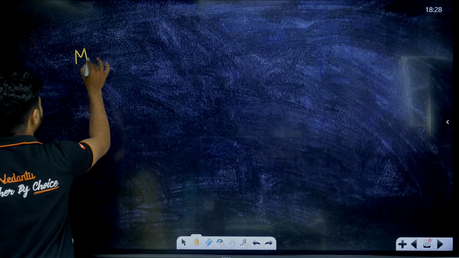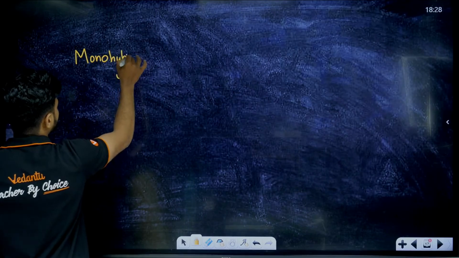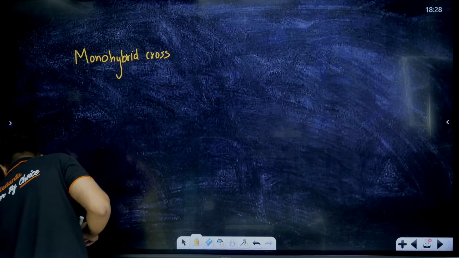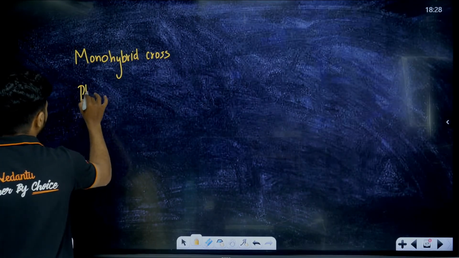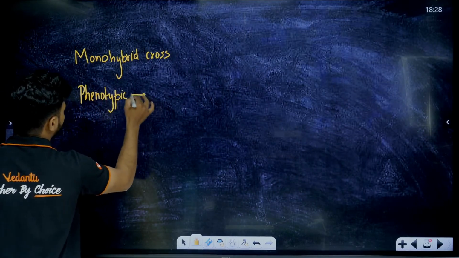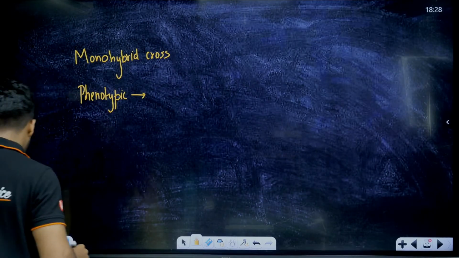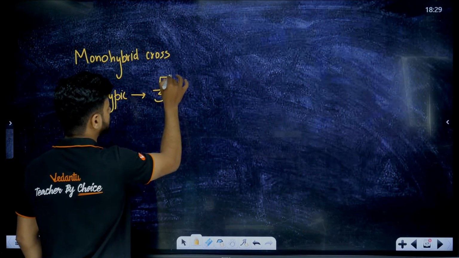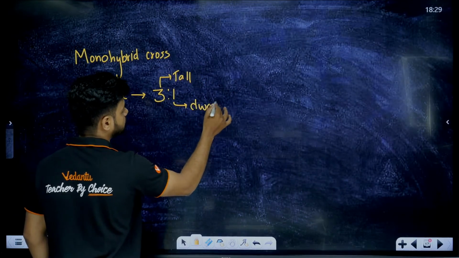I won't teach you the entire cross. I'll just teach you a few lines. Monohybrid cross. Because you have done this cross in your class 10th, you should be able to tell me what is the phenotypic ratio in the case of your monohybrid cross. Can anyone tell me? Phenotypic ratio is going to be 3:1. The 3 is going to be tall, 1 is going to be dwarf.